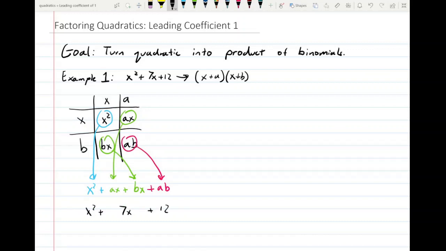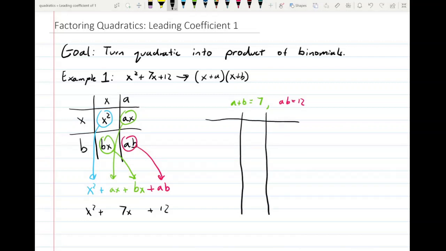Now we see that x squared is already equal to x squared, so that's already satisfied. There's no need to worry about it. But what we do need is a plus b equals 7, and ab equals 12. We need to find two numbers that simultaneously satisfy both of these. Now, it's just trial and error at this point, and I like to make that a little bit more organized by systematically going through them in a table.